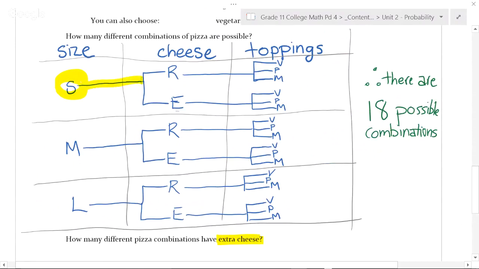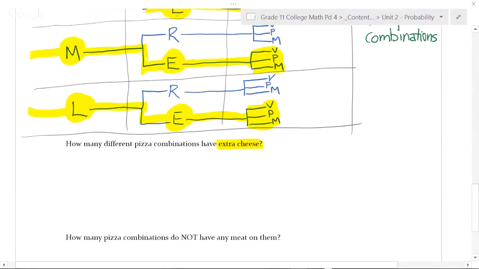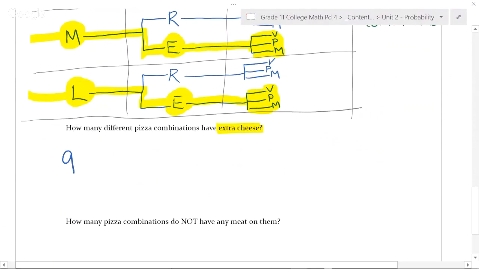We can start with a small, get extra cheese, and that doesn't matter what our final toppings are. That branch gives us 3 options. And I could get a medium. As long as I get extra cheese, in this case, toppings don't matter again. So that's 3 more possibilities. Or I could get a large pizza. And again, as long as I get extra cheese, the toppings don't matter for this question. So how many of these branches are highlighted? 1, 2, 3, 4, 5, 6, 7, 8, 9. So nine of the possible combinations have extra cheese.